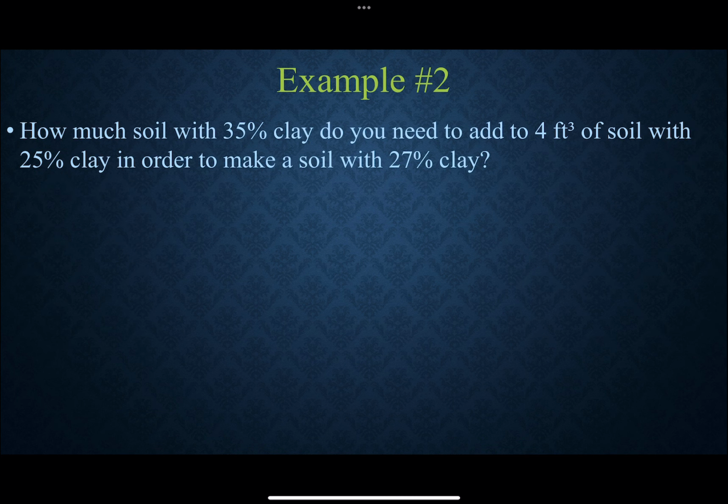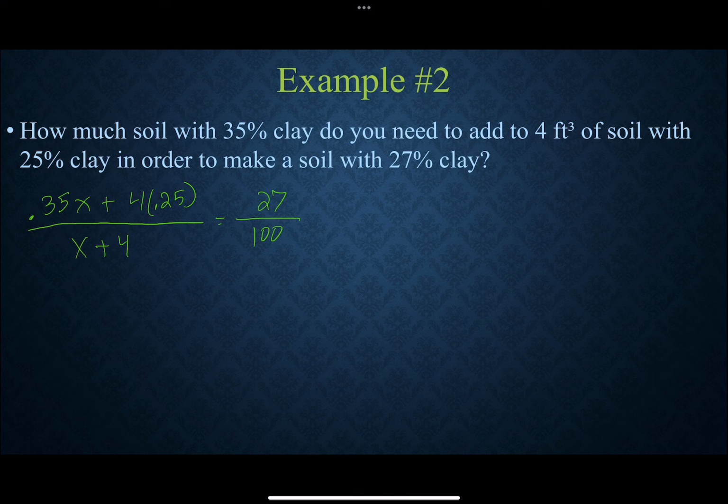All right, so next up we have this scenario. How much soil with 35% clay do you need to add to 4 cubic feet of soil with 25% clay to make soil with 27% clay? So we're trying to find an individual amount now. We don't know the amount that goes with the 35%, so that's going to be 0.35 times x. We do know that there's 4 cubic feet of soil that goes with 25%, so it's 4 times the 0.25. The units don't actually matter, so we're not cubing something. And again, we don't know the individual amount in the 35%, so it's x plus 4 for the total. And the overall mixture's got 27%, so it's 27 over 100.